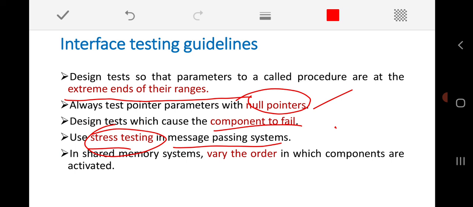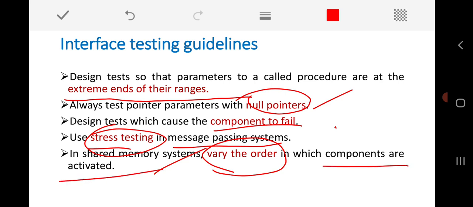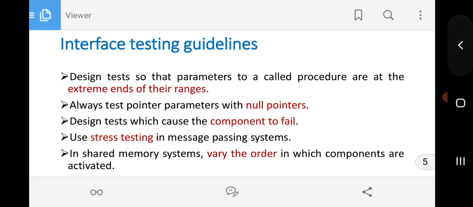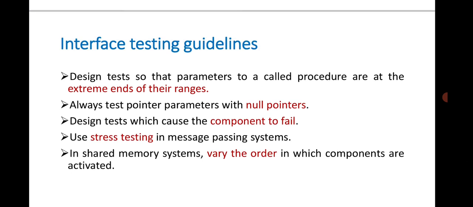And finally, especially in case of shared memory systems, we should try to check by varying the order in which the components are activated. So we need to test not simply going with the synchronization. Apart from that, how my system is going to behave if I vary the order, especially in case of shared memory systems. So these are a few guidelines that have been given as part of interface testing.